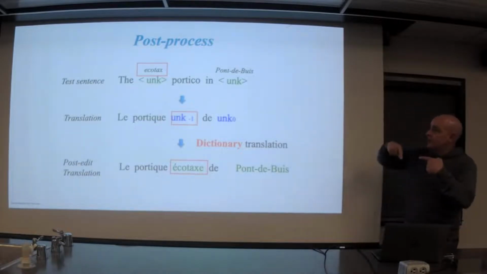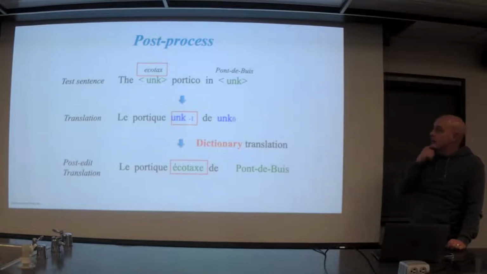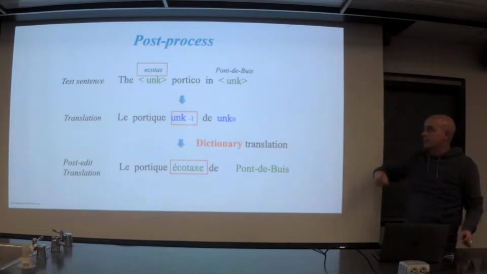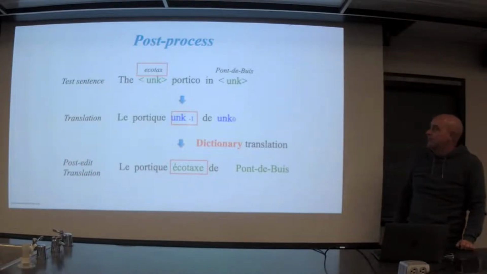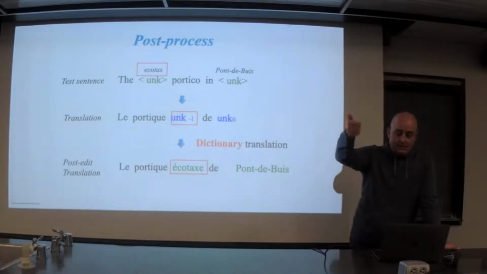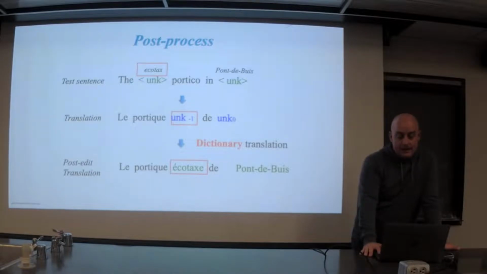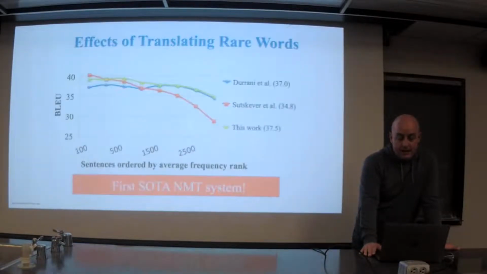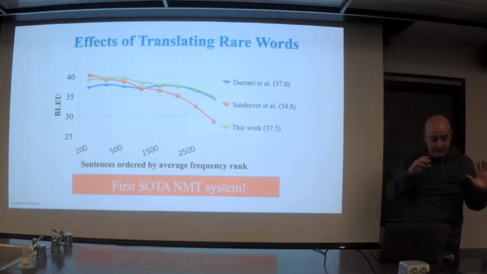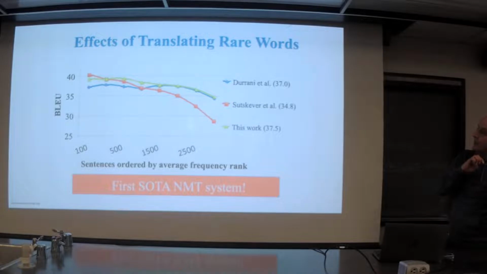So do the translation, keep track of where the unknown tokens are, and that's going to give us an ordering, and then just do a lookup and say, whatever ecotax is, give me the French word for that. And if it's a proper name, then just directly copy down the proper name. And this is very effective.